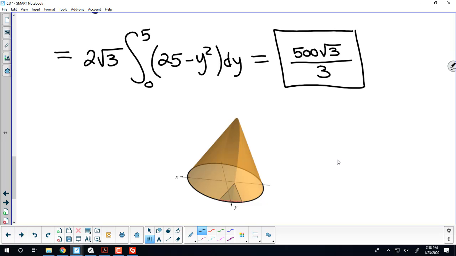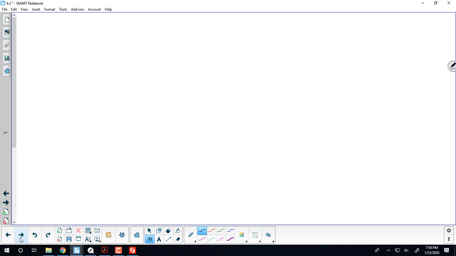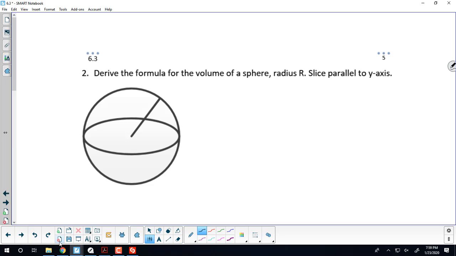All right, we'll look at one more of those. We're going to look at deriving the volume of a sphere. We're going to derive the formula for the volume of a sphere with a radius of capital R, and we want our slices to be parallel to the y-axis.